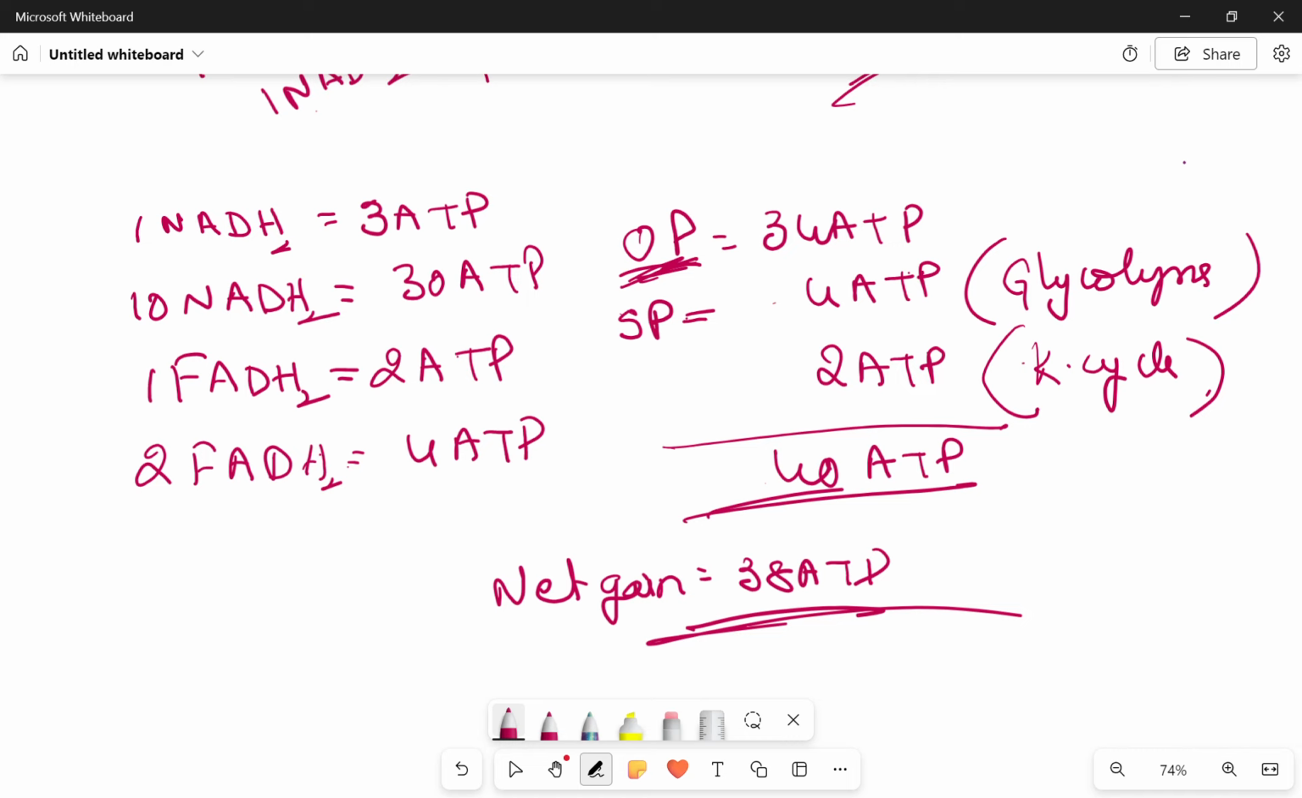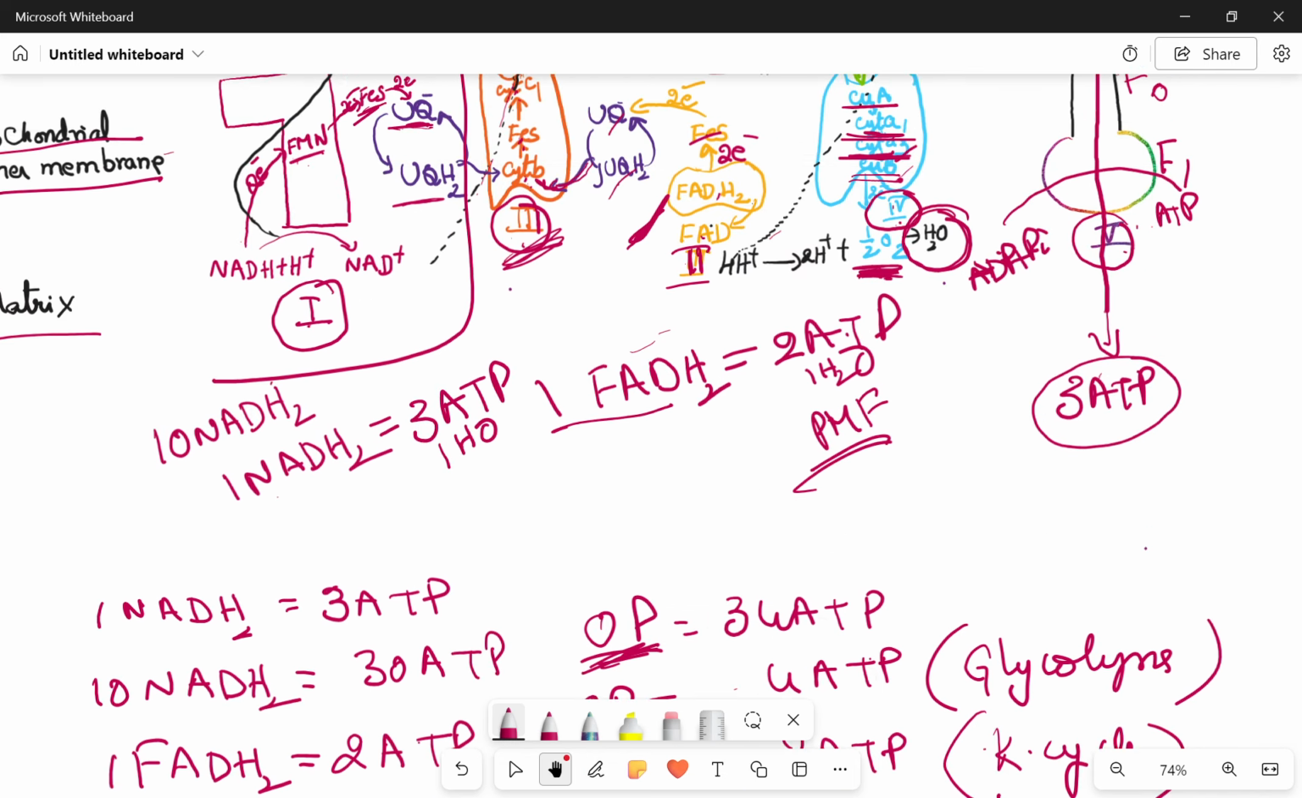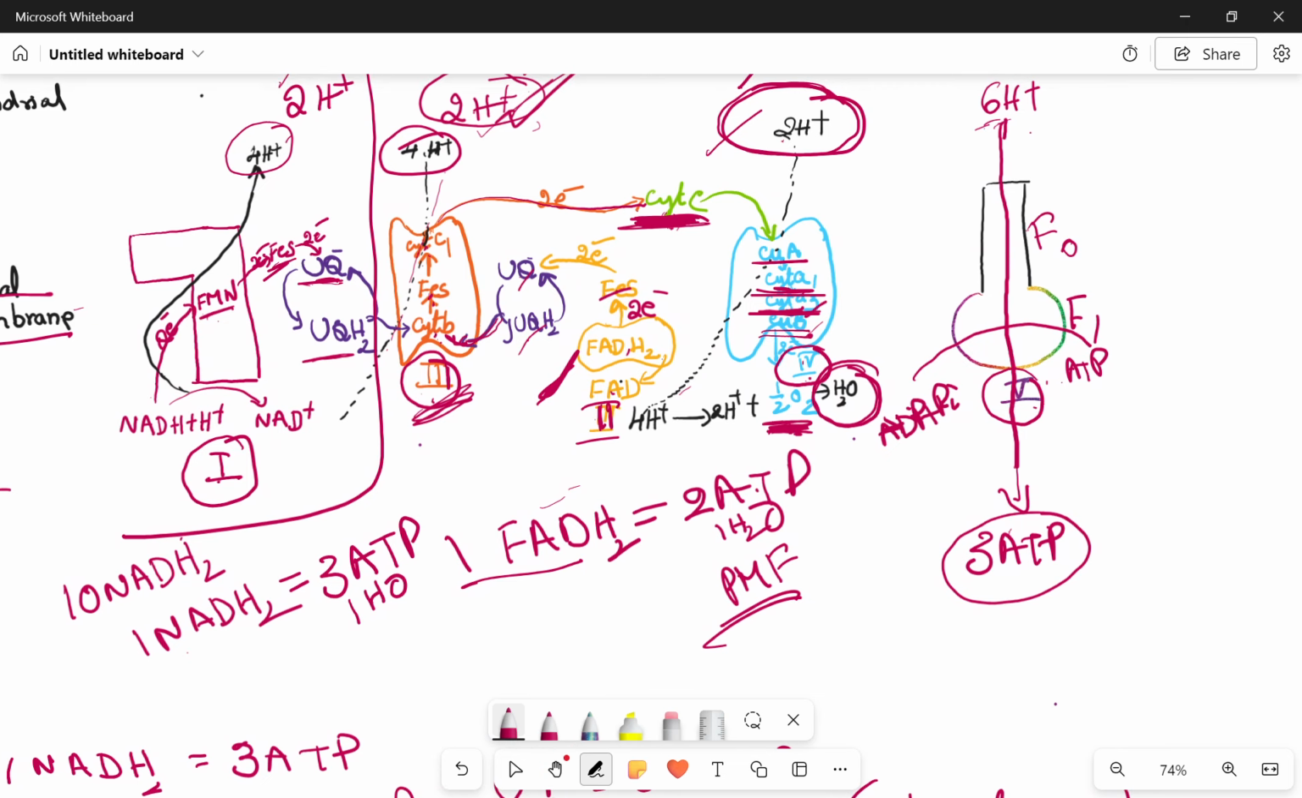Now what about the inhibitors? Inhibitors of electron transport chain. So here during this movement, one question. In the electron transport chain, do electrons move from low redox potential to high redox potential, or high redox potential to low redox potential? Low redox potential to high. What is that low redox potential? What is the meaning of that?